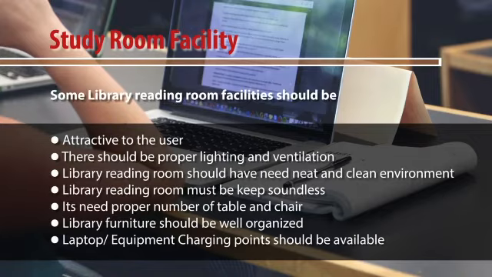So some library reading room facilities that should be there include that these reading rooms should be very attractive to the users, so that there is an aroma there and they can sit for a long duration of time. There should be proper lighting and ventilation in the rooms, which should be monitored by the library staff and the Reader Services staff.